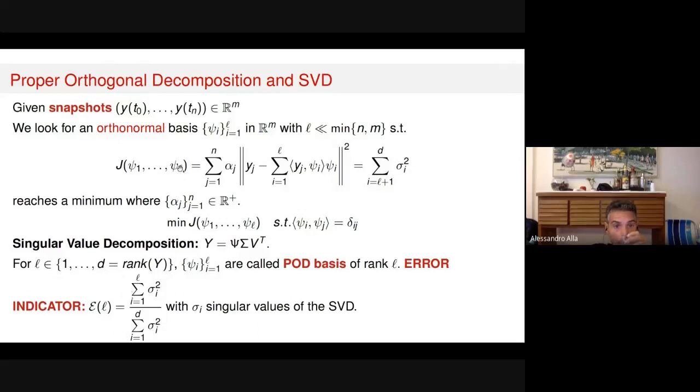Of course, the problem is snapshot dependent, so it depends on the data that we provide. You can think about a parameter dependent problem, optimal control. This, of course, pays off to do this job.